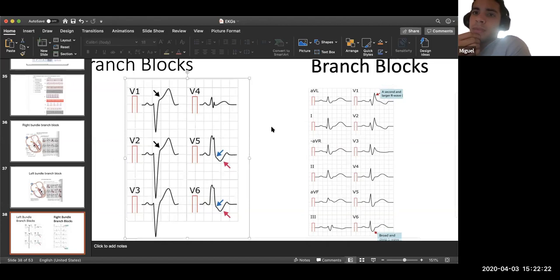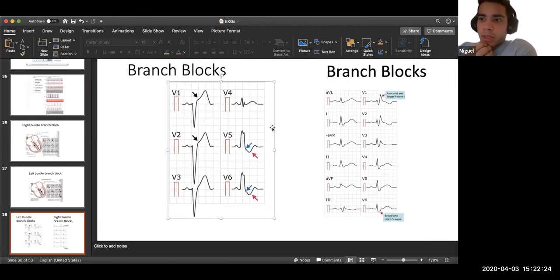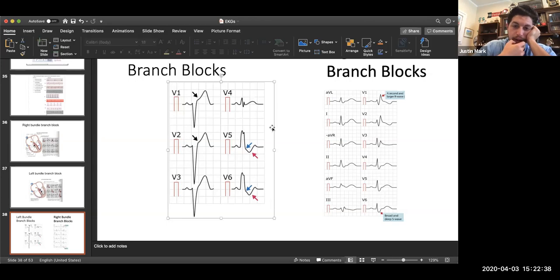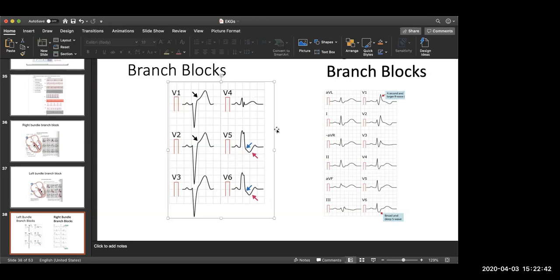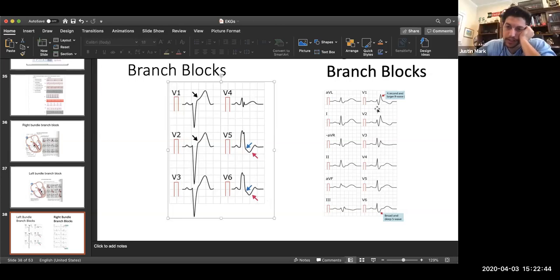Justin, I wanted to ask, I was just confirming, I think I remember something about if you see a QRS in one of the leads that's greater than 3 tiny squares, there's a bundle branch block somewhere. Yeah, I don't know the exact numbers, but it sounds right. Again, I just look for pattern recognition, especially at this point.